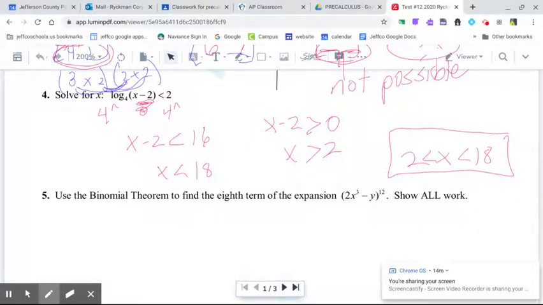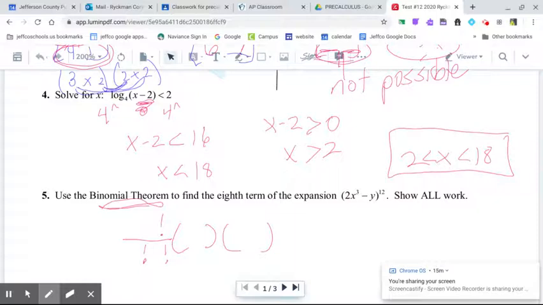And last but not least on this page, number 5, the binomial theorem to find the 8th term. Binomial theorem implies that you're using this factorial idea to find the coefficients, which is handy, especially in large-scale cases. You don't want to do a Pascal's triangle if the power is huge, like the 12th. That's a ridiculous waste of your time. So you need to know this.